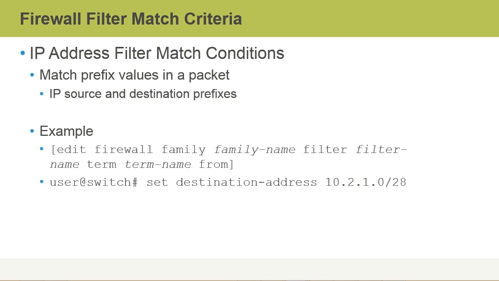A very common match condition that we use on our firewalls is the IP address filter match condition, where we have to match the prefix values within the packet of the source or destination IP address prefixes. So we can use the set destination-address command or the set source-address command, and then either specify the IP address of a system, or you could specify an entire subnet by specifying the IP address of the subnet / and then specifying the network prefix.